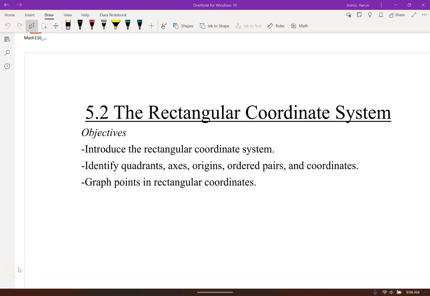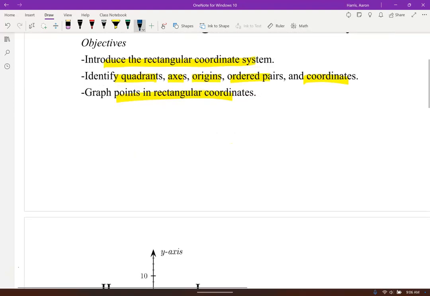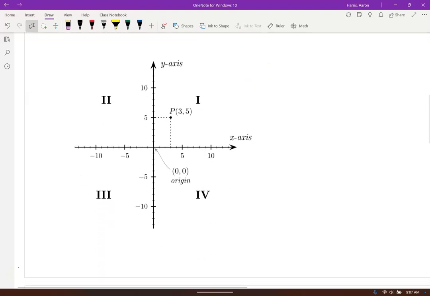All right, the rectangular coordinate system. In this section, we'll introduce it. It's also referred to as the Cartesian coordinate system. We'll talk about the quadrants, axes, origins, ordered pairs, and how to graph those coordinates. So let's take a look here.